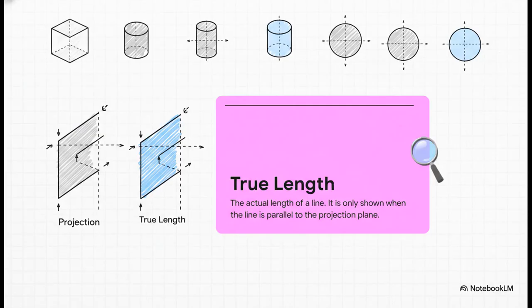All right, this next idea is absolutely critical. It's called true length. Just think about this for a second. If you hold a pencil out and tilt it away from you, it looks shorter, doesn't it? Well, the exact same thing happens in these drawings. We only see a line's real, true length in a drawing if that line is perfectly parallel to our view. If it's tilted at all, the line on the paper will look shorter than it is in real life.